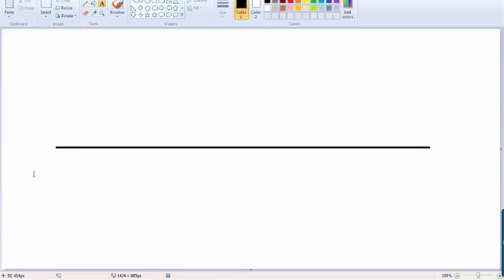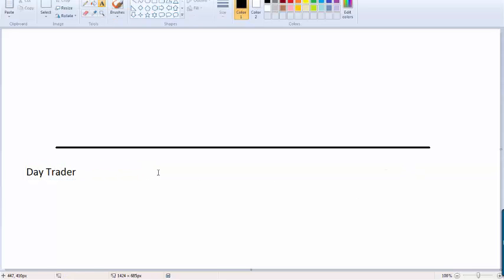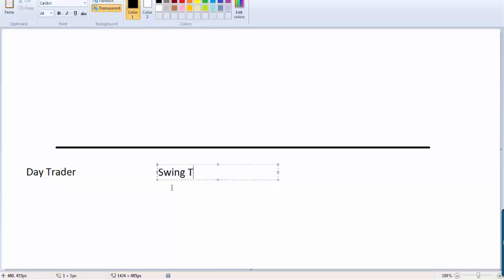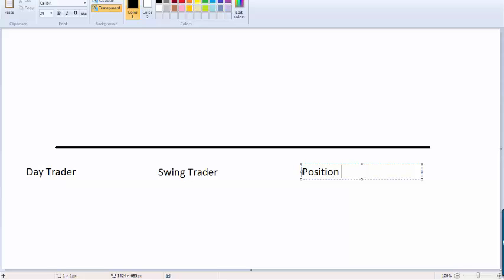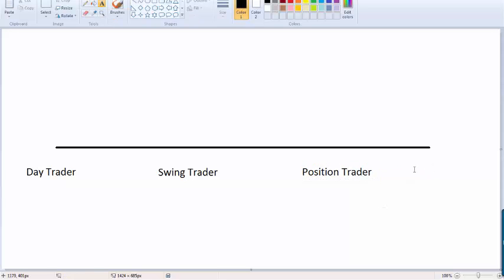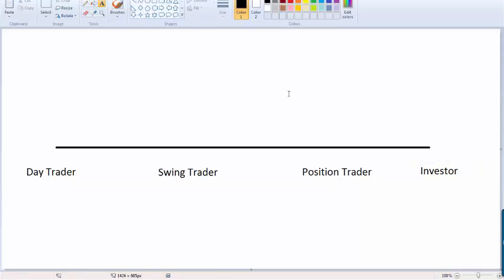Between a day trader and an investor, okay: day trader, swing trader, position trader, and investor. When it comes down to this scale of where you're at and how you're dealing with the marketplace, there's a couple things to remember. Number one is the role of fundamental and technical analysis changes.